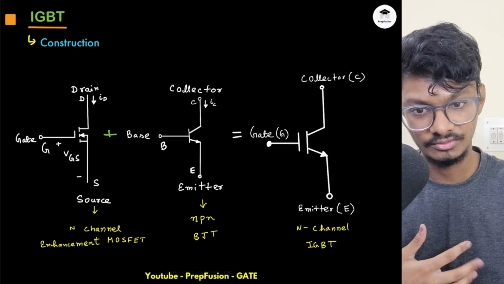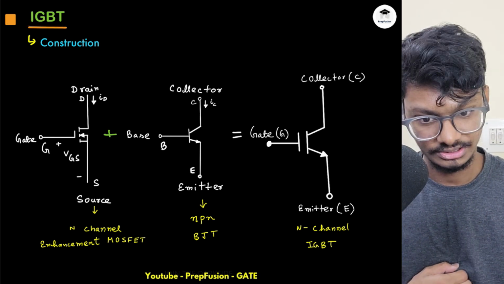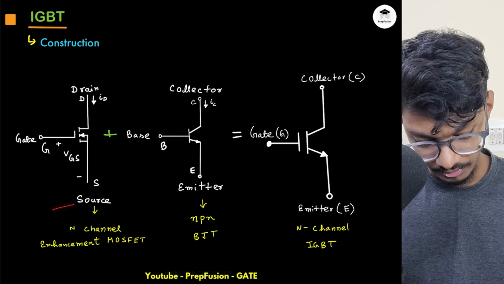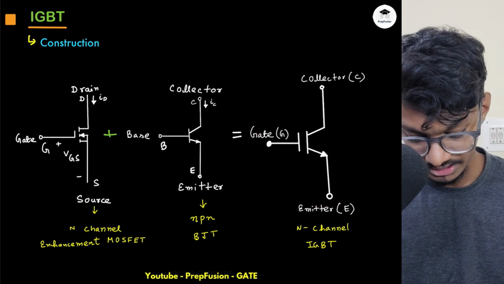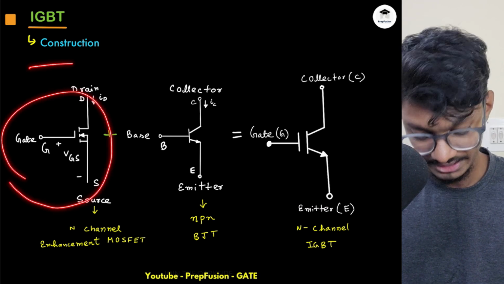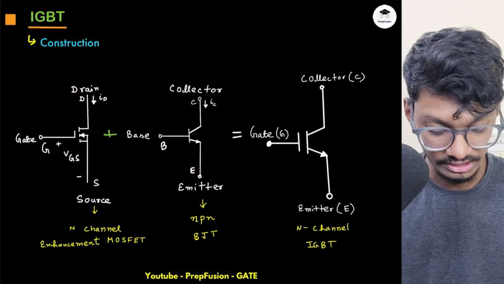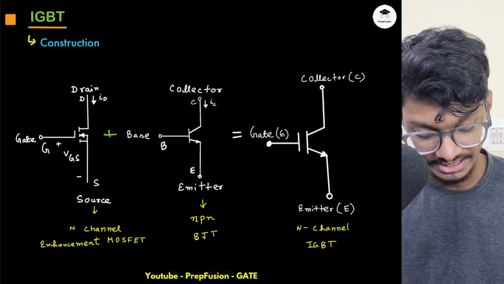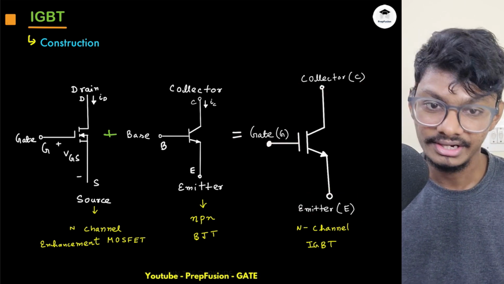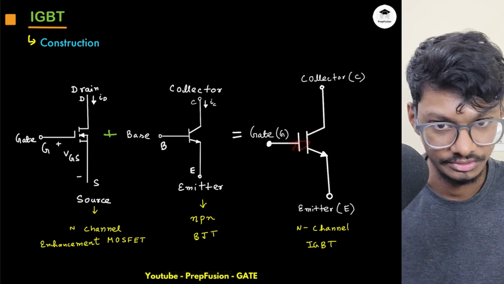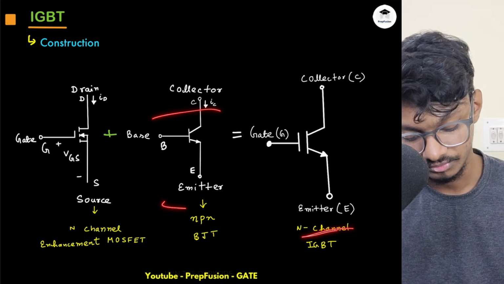IGBT is basically what? IGBT is insulated gate bipolar transistor. Okay, and the IGBT symbol is something like this. Its construction is basically, if we take a MOSFET and a BJT, it's literally that only, and it will make an IGBT. IGBT has a gate terminal, it has an emitter, and it has a collector. What is the good thing about the gate terminal? It doesn't have any current through it, right? That is the good thing. So it took the good thing from MOSFET, and collector and emitter it took from the BJT.